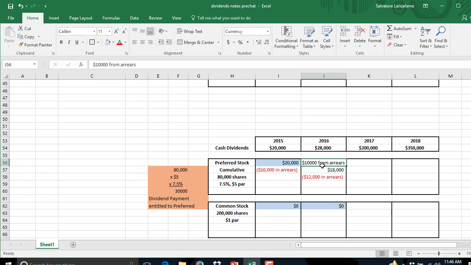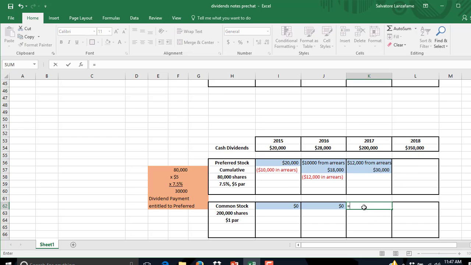Okay. Let's put that in blue too. So now we get to 2017. The company has $200,000 to give. So the first thing we do is we give the amount that was in arrears. So 12,000 from arrears, and we're going to give them the 30 they're entitled to this year. So now the preferred stockholders are getting the 12 they were owed plus the 30, so that's 42,000.